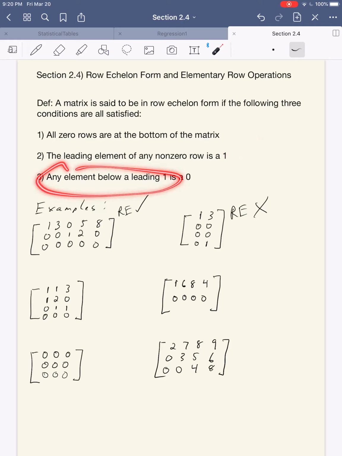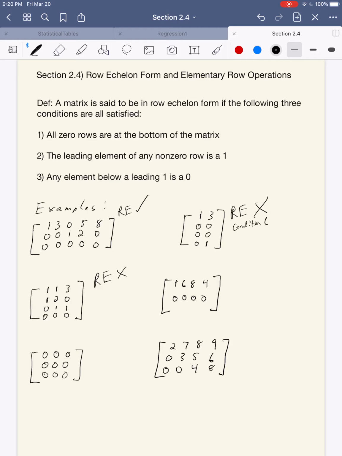Any element below a leading 1 is 0. Well, there's our first leading 1, and unfortunately, right below it is another 1. So this guy is not in row echelon form. This guy failed condition 3. And I guess we can go back and make a note: for the previous one, it was condition 1 that failed, and maybe some of the others. And this guy is condition 3 that failed.